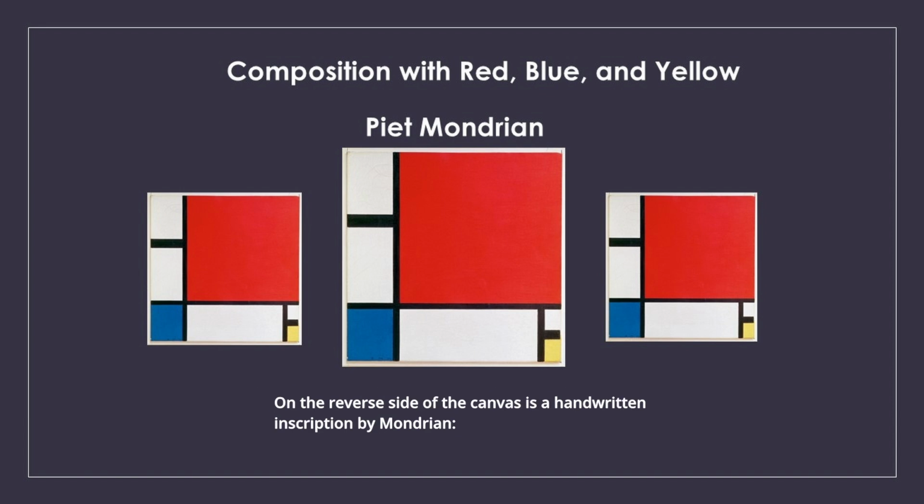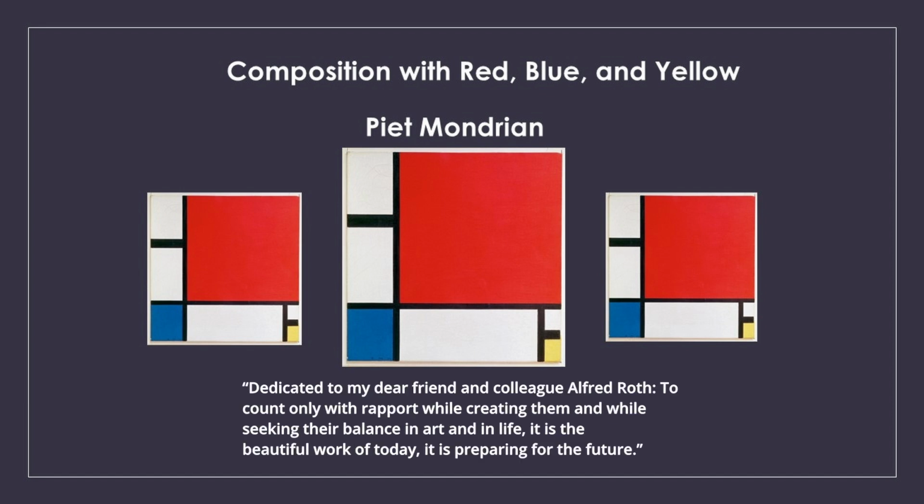On the reverse side of the canvas is a handwritten inscription by Mondrian. Dedicated to my dear friend and colleague Alfred Roth. To count only with rapport, while creating them and while seeking their balance in art and in life. It is the beautiful work of today. It is preparing for the future.